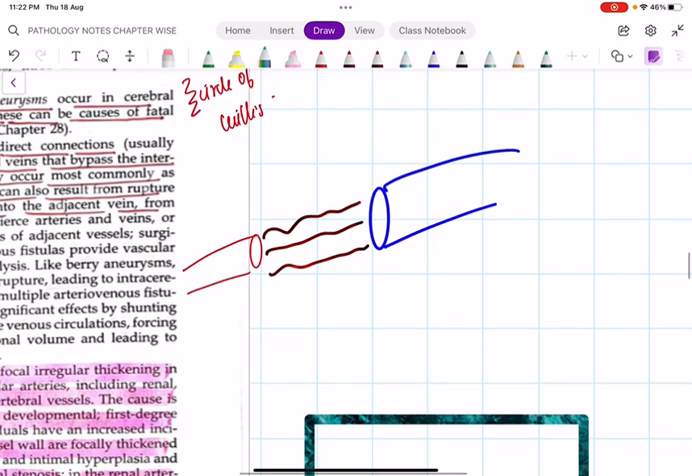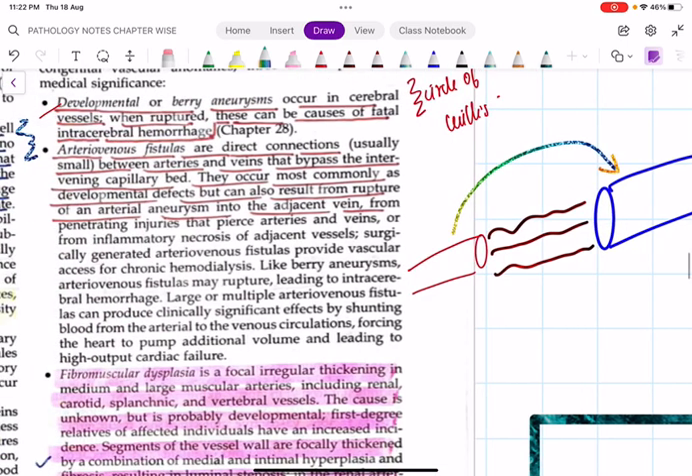Sometimes there will be a direct connection between these arteries and veins. They will bypass these capillaries. So that is what we call arteriovenous fistulas. Just remember this point.